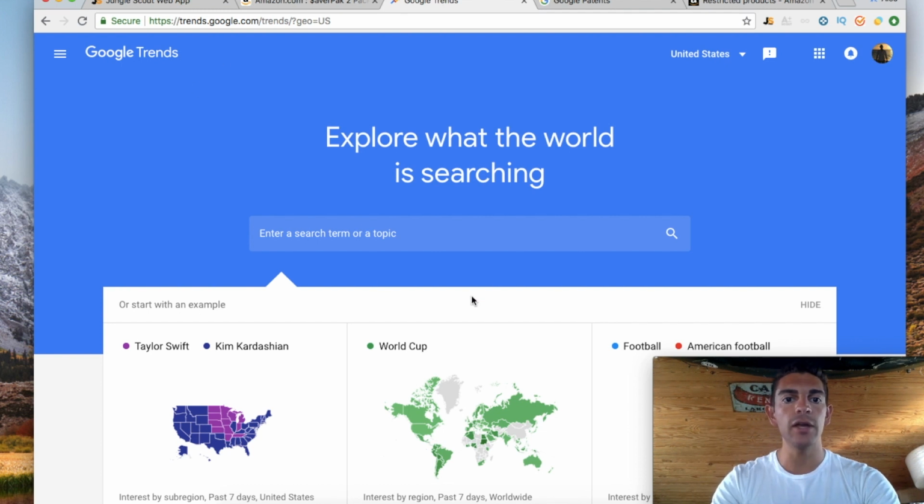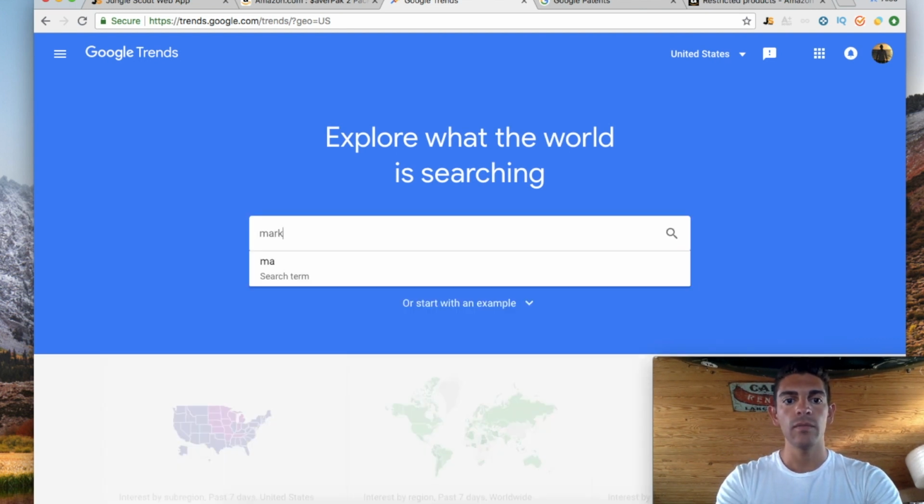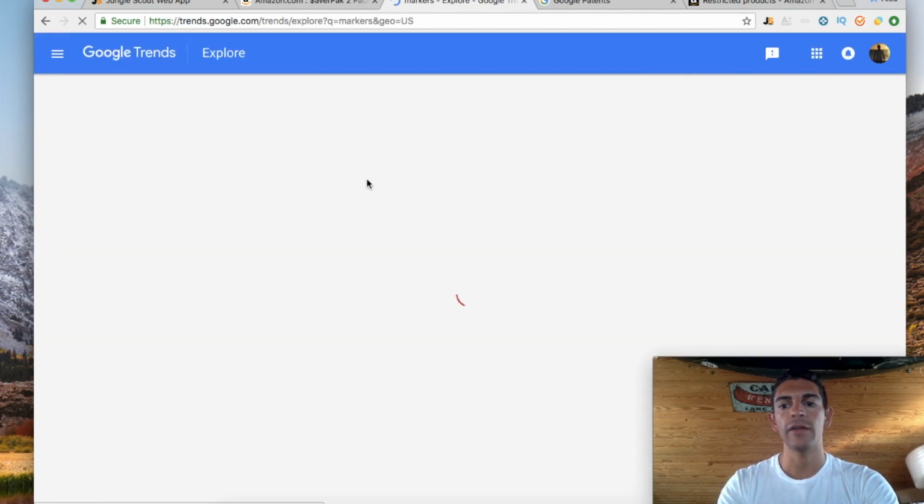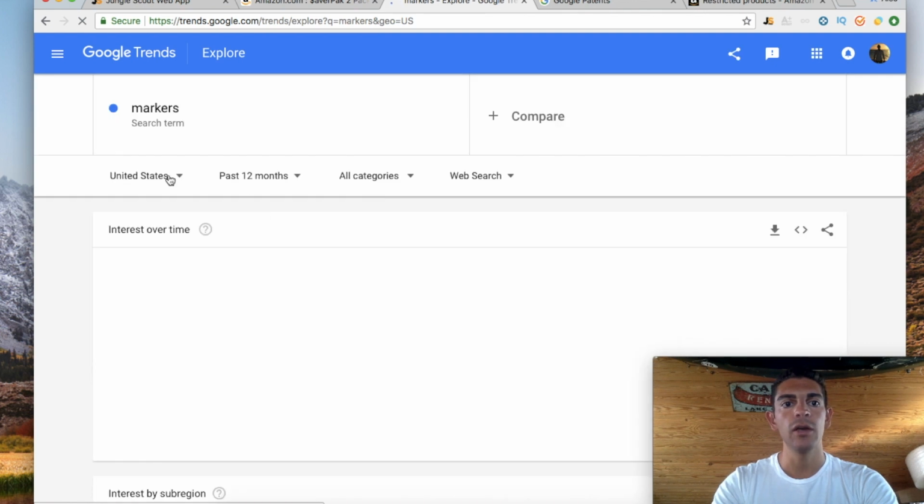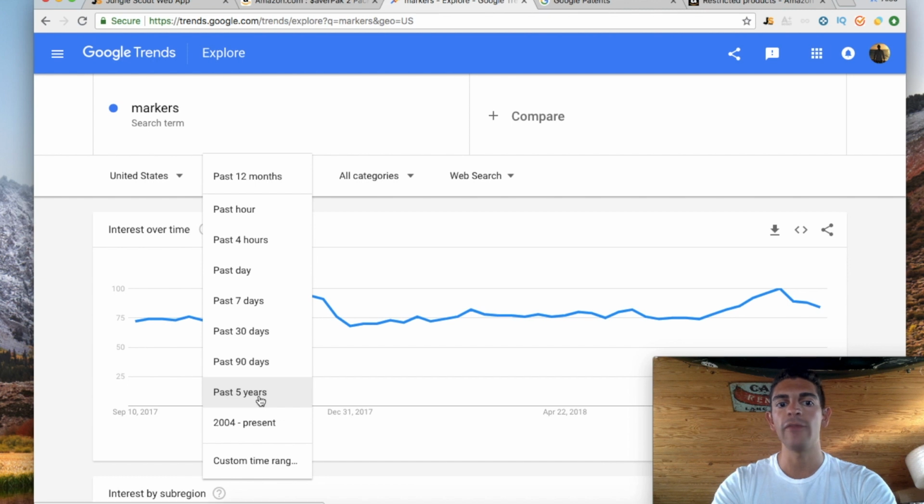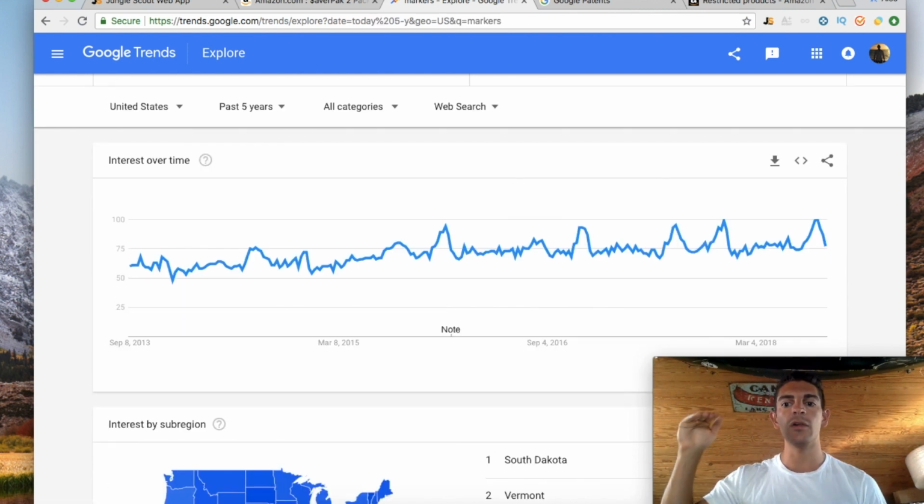So let's just put in markers here into Google Trends, and let's just search that up. And then we are going to pick, let that just come up for a second, and we're just going to pick United States for the past. We're going to drop this down. We're going to do 5 years. So let's just see if markers is seasonal. To tell if it's seasonal, you're going to see really high ups, and then it's going to come down a lot. This seems pretty consistent. I would be a little wary. Sometimes you have to use a little common sense.